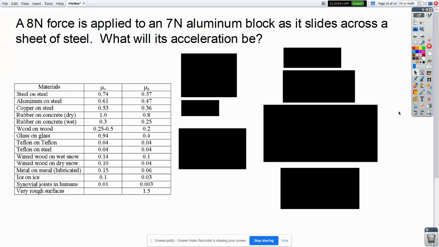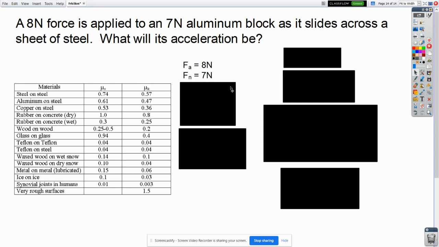Let's do another one and see what we got working on here. This time what we're going to do is combine together an old equation with it. Remember, a lot of times in physics, to make the problems more challenging, we'll bring in old information. So we're going to bring some Newton's second law into this one. 8 newton force, that is the applied force. 7 newton aluminum block, that's the weight of the aluminum block. And again, weight is going to be equal to normal force.